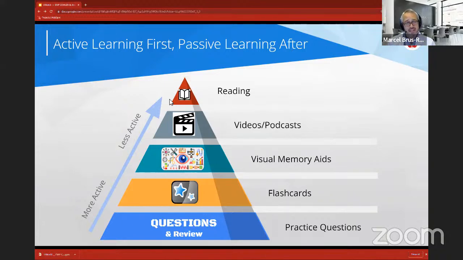Of course, there are less active resources that are also excellent, such as visual memory aids, video podcasts, and reading. But we want to limit those things. We want to really spend the majority of our high quality energy and time on the active learning resources, questions and review, and flashcards, as we've discussed.